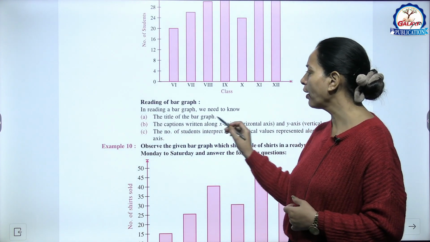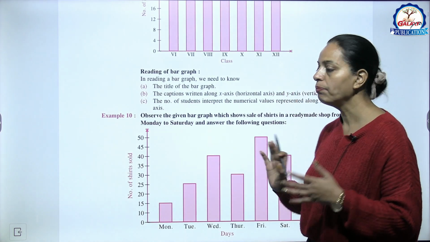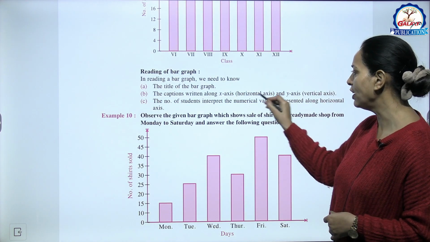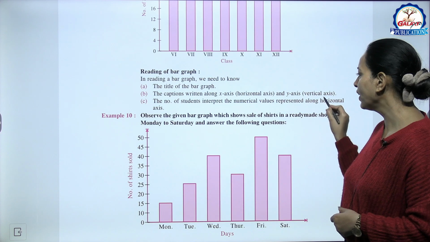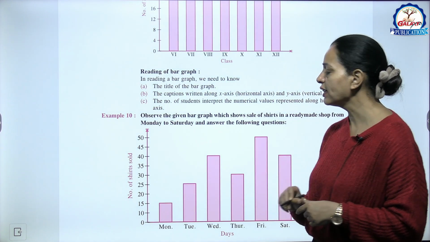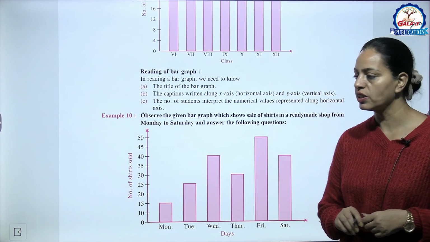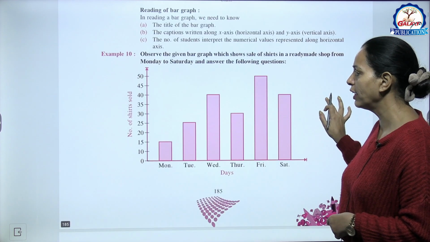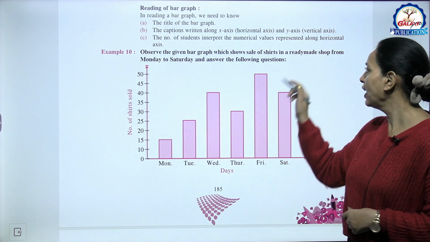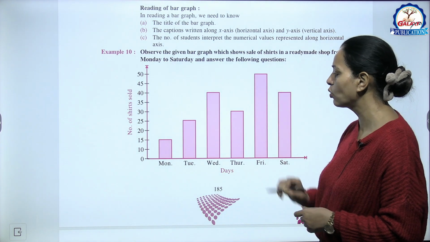So in reading a bar graph we need to know: A part, the title of the bar graph; B part, the captions written along x-axis, meaning horizontal line, and y-axis, meaning vertical line; C point, the number of students; interpret the numerical values represented along the horizontal axis. See example 10. Observe the given bar graph which shows sale of shirts in a ready-made shop from Monday to Saturday and answer these questions.